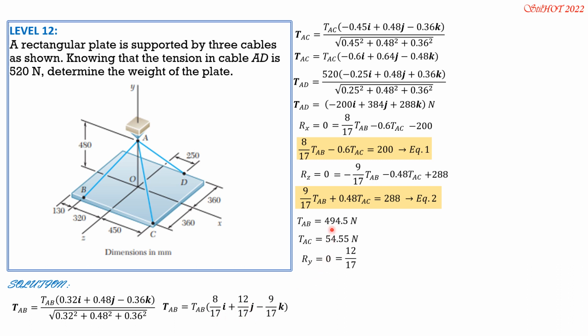12 over 17 of 494.5, then plus 0.64 of tension AC, 0.64 of 54.55, plus 384, this is Ry. Then remember, minus the weight of the plate, then minus W. So W is 12 over 17 of 494.5 plus 0.64 of 54.55 plus 384. So we can now solve W equals 768 newtons.